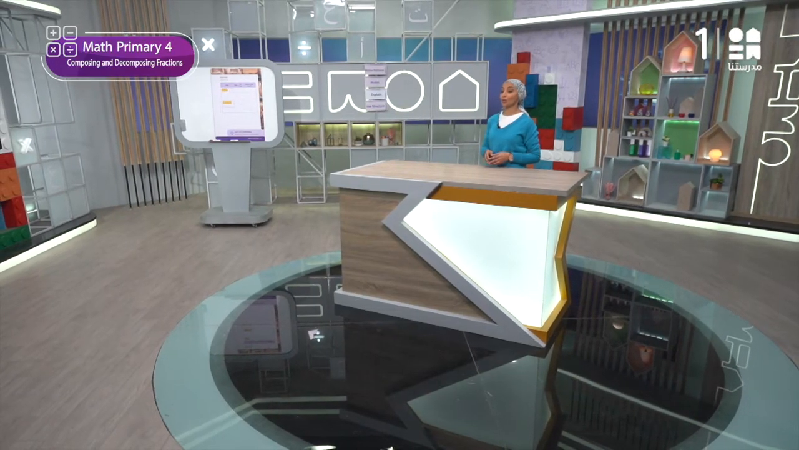And now it's very clear from the video that the context of this unit is talking about the food. We will learn about fractions through examples.